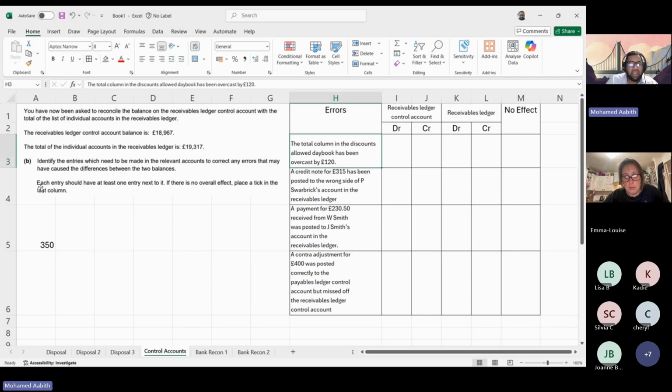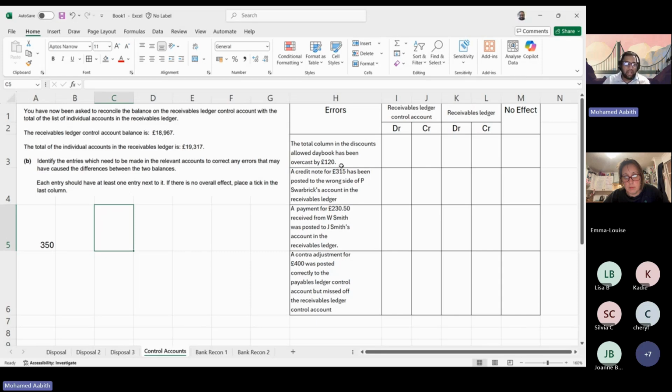Okay. So they're saying here each entry should have one entry next to it. If there is no overall effect, check the last column. So we're going to tick the last column, there is no overall effect. Otherwise, we have to have one entry here, showing how that's going to be impacting. So let's say the total column of the discount allowed day book has been overcasted by 120 pounds. So what entry do we need to make to correct those errors?